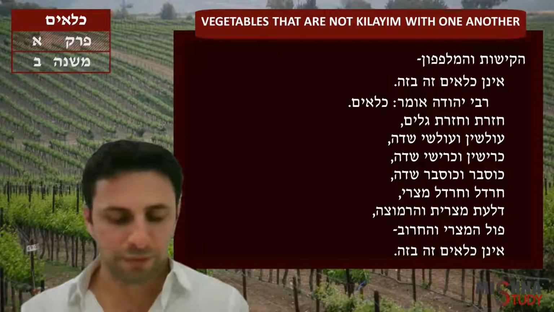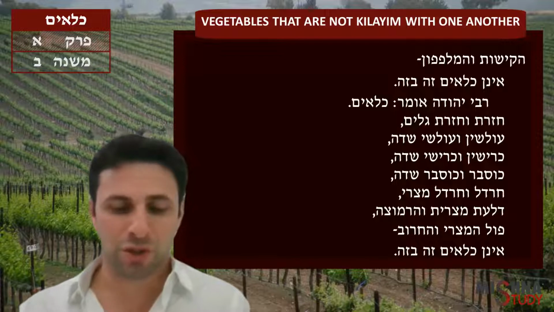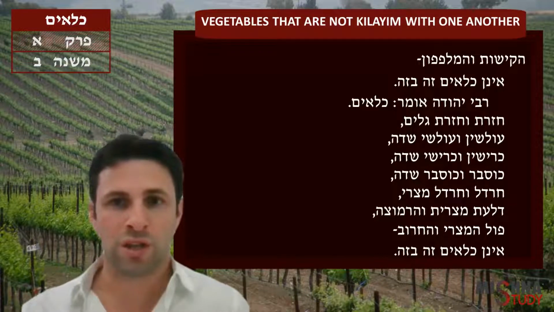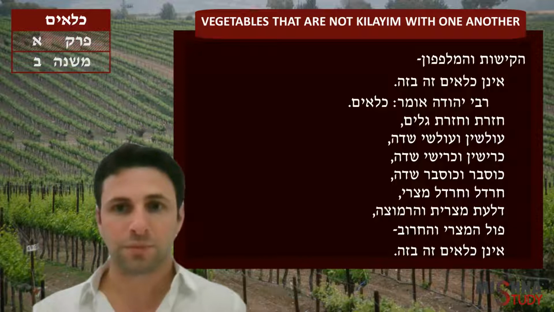And at some point in time, I actually looked them up, and I have them written over here, what each one is. So kishot over here is either squash or zucchini. Melafefon, also like modern day Hebrew, is a cucumber. So those are not kilayim with one another. Rabbi Yehuda says they are kilayim.